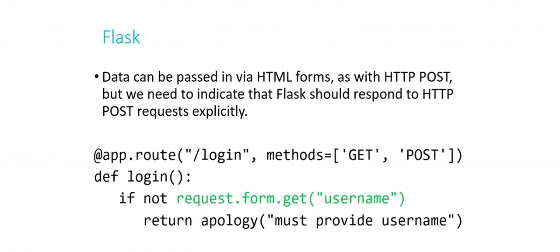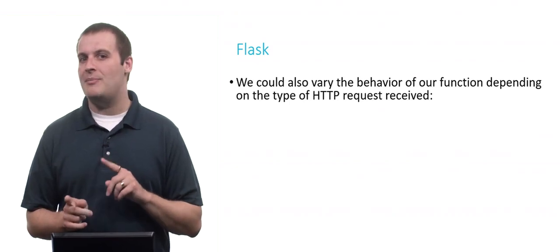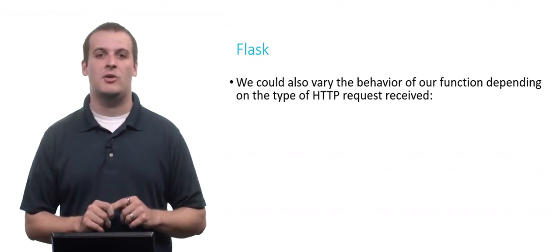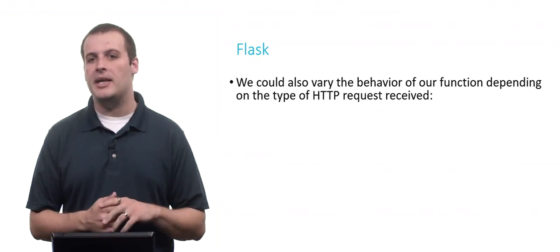So basically, this is asking the question, is the username field of whatever form the user submitted to get here blank? If it is, we need to apologize to the user and have them return something. If not, we'll go to some more lines of code down below, and you can actually see those lines of code in the distribution code for PSET 7 if you want to take a look. Now, we can also vary the behavior of a function depending on which type of HTTP request we got. We could do one thing if we got a GET request, and we could do one thing if we got a POST request.